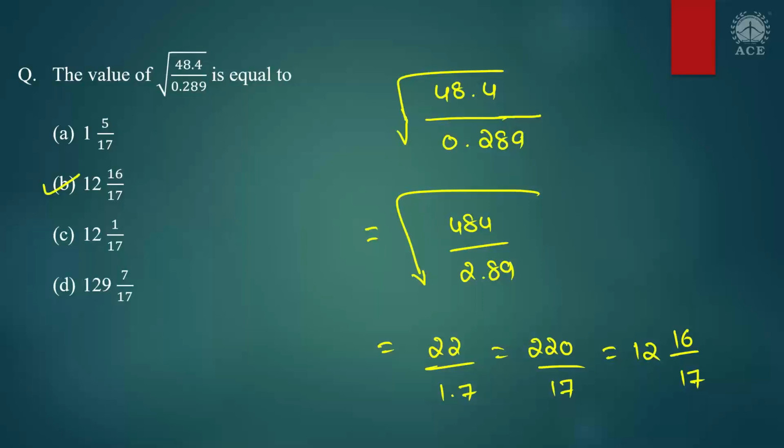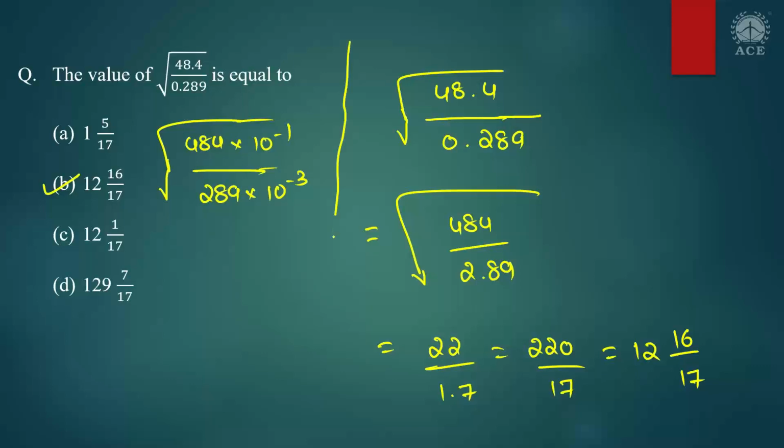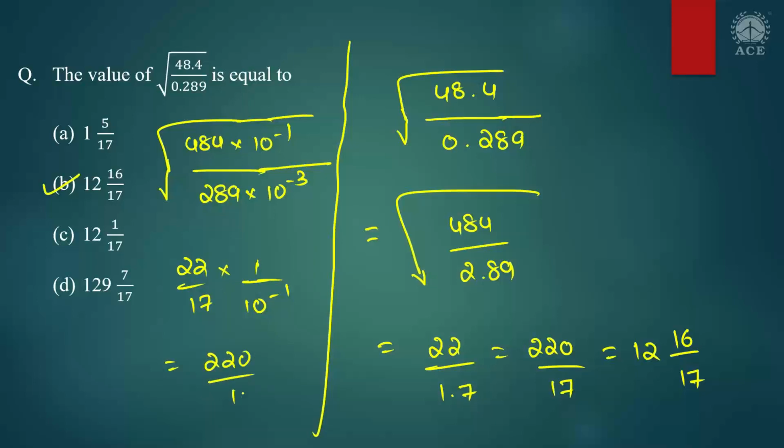Guys, for 48.4, 0.289 is not a perfect square. So what do you have to do? Do that modification. Or else you can put it like 484 into 10 power minus 1, and 289 into 10 power minus 3 in the denominator. You can put this separately. This is also fine. 22 by 17. The 10 power minus 2 will come out as 10 power minus 1. Square root of that is 10 power minus 1. Like this also you can do. Same answer will come. 220 by 17. Clear?